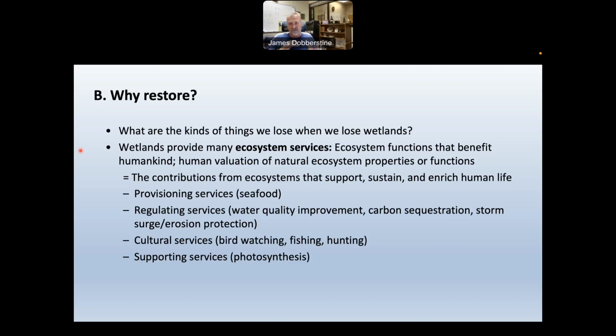So they might provision food, they might regulate services like carbon sequestration or erosion protection. They provide a variety of services to, again, other parts of the ecologic community that we find cultural value in. So a variety of different things, right?